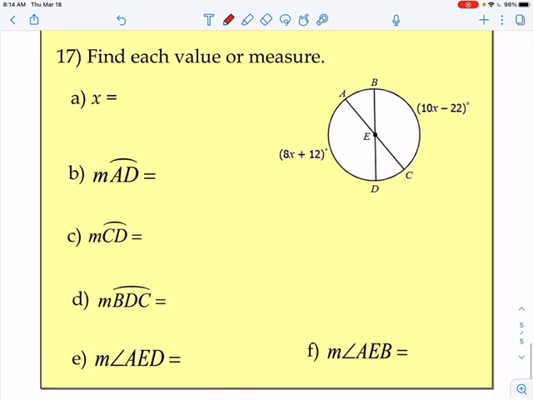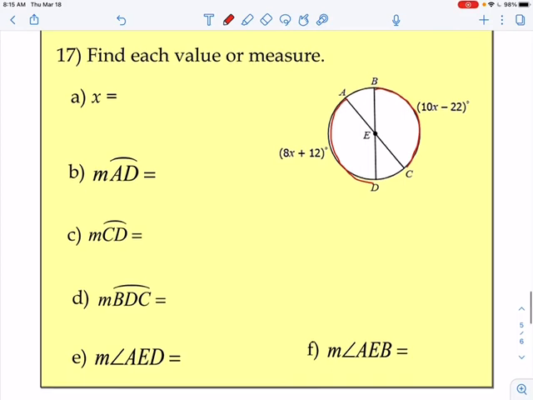Okay, and our last problem, we want to find the value or measure of each thing that it's asking us for here. So the first thing that we want to find is x. Right now I'm told that arc AD is 8x plus 12, and arc BC is 10x minus 22. If I look at the angles that are intercepted by those arcs, it's going to be those two angles there, and those two angles are vertical angles. Since vertical angles are congruent, that means that both of these arcs are going to be congruent.